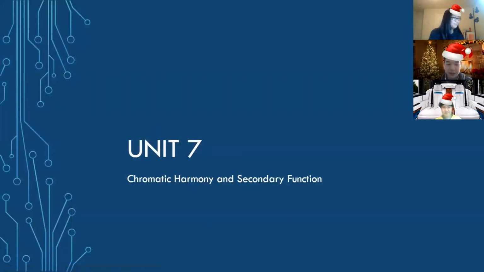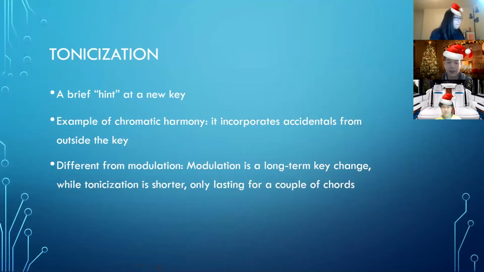Okay, so today we will be going over Unit 7 of AP Music Theory, which covers chromatic harmony and secondary function. So first, let's talk about tonicization. Tonicization is a brief hint at a new key. It incorporates accidentals from outside the home key, so it's an example of chromatic harmony.